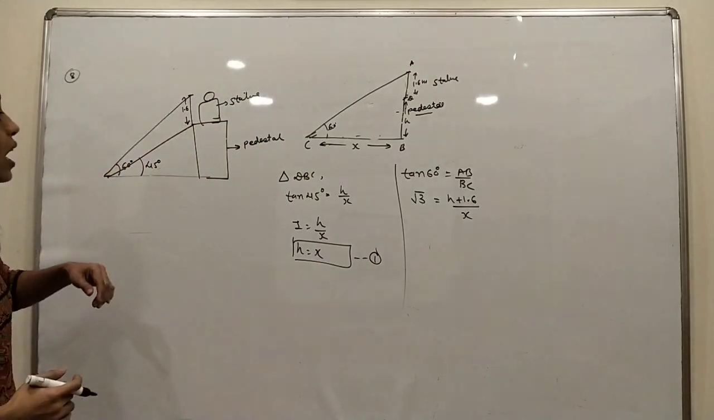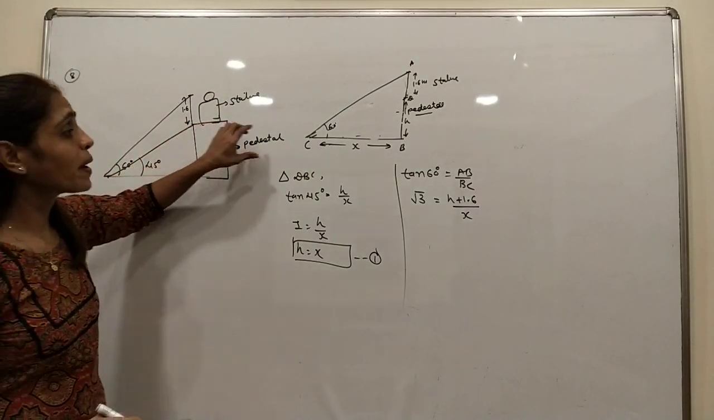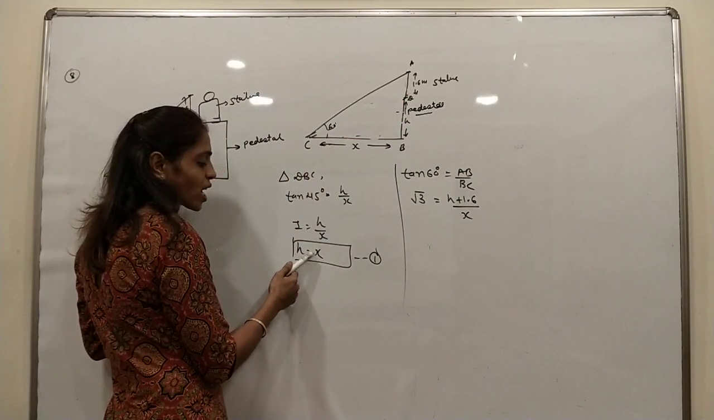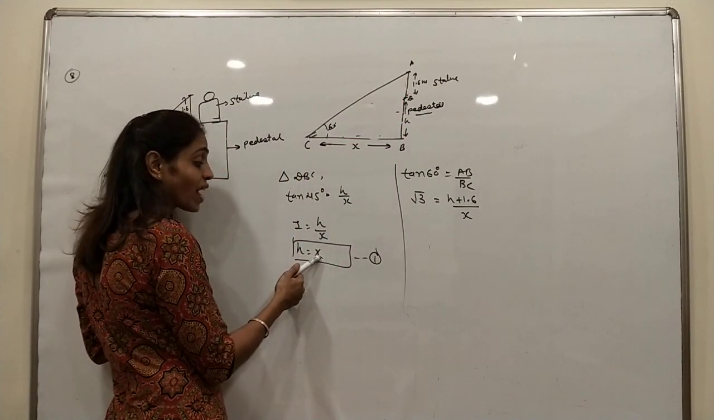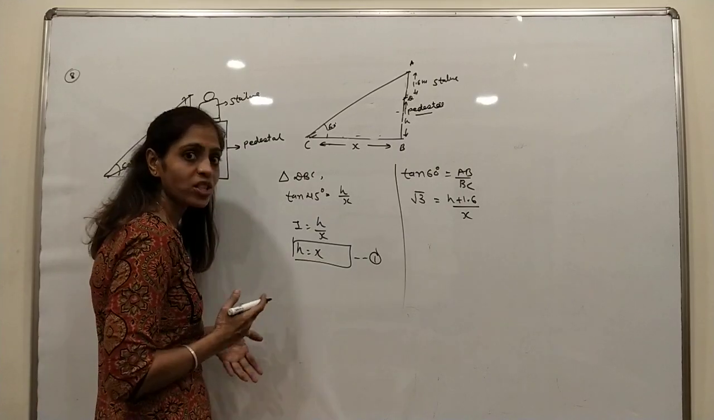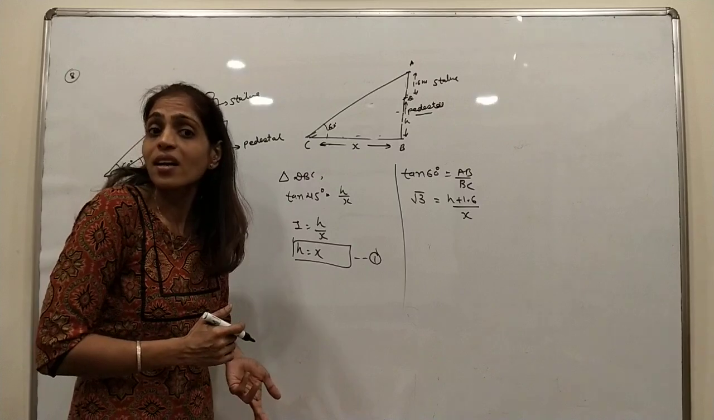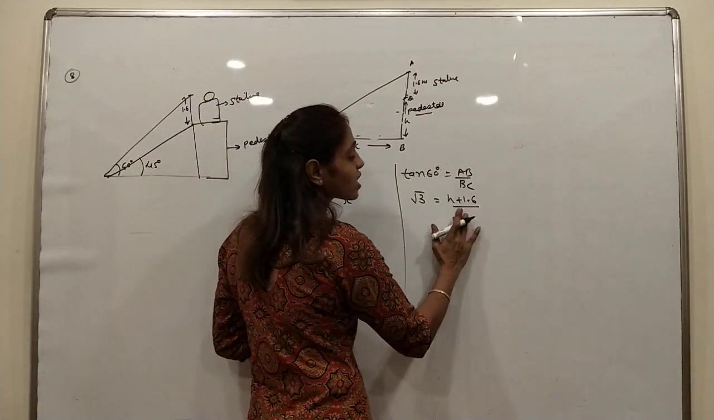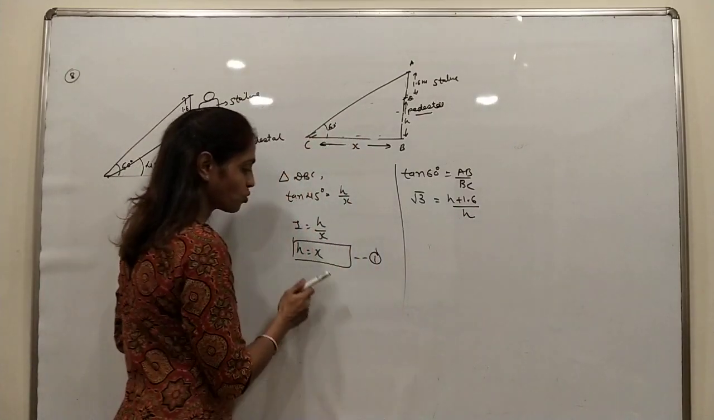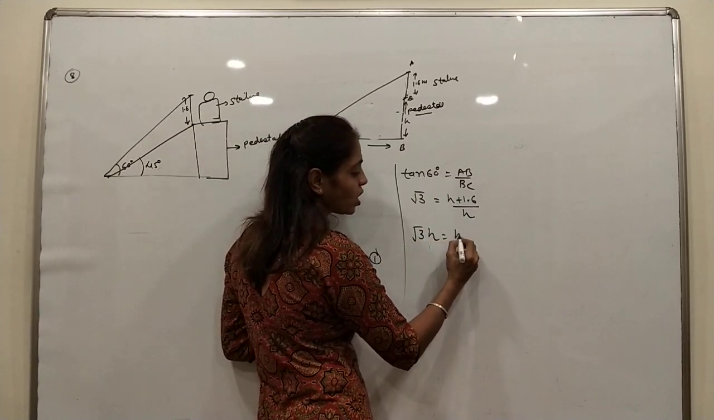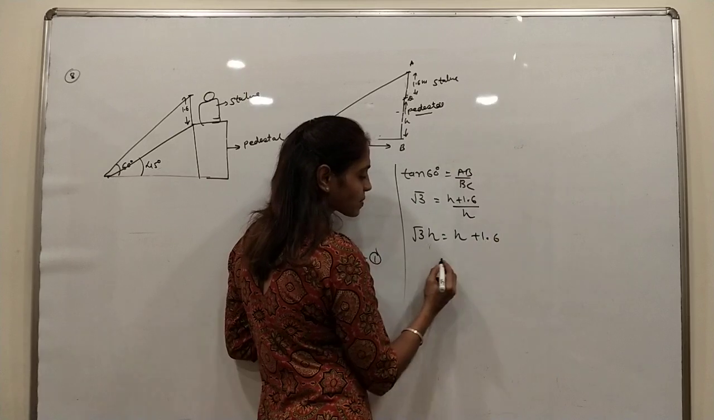What I have to find is the height of the pedestal, that is h. In place of h I can write x, and in place of x I can substitute the value h, because from equation 1, h is equal to x. So √3h is equal to h plus 1.6.